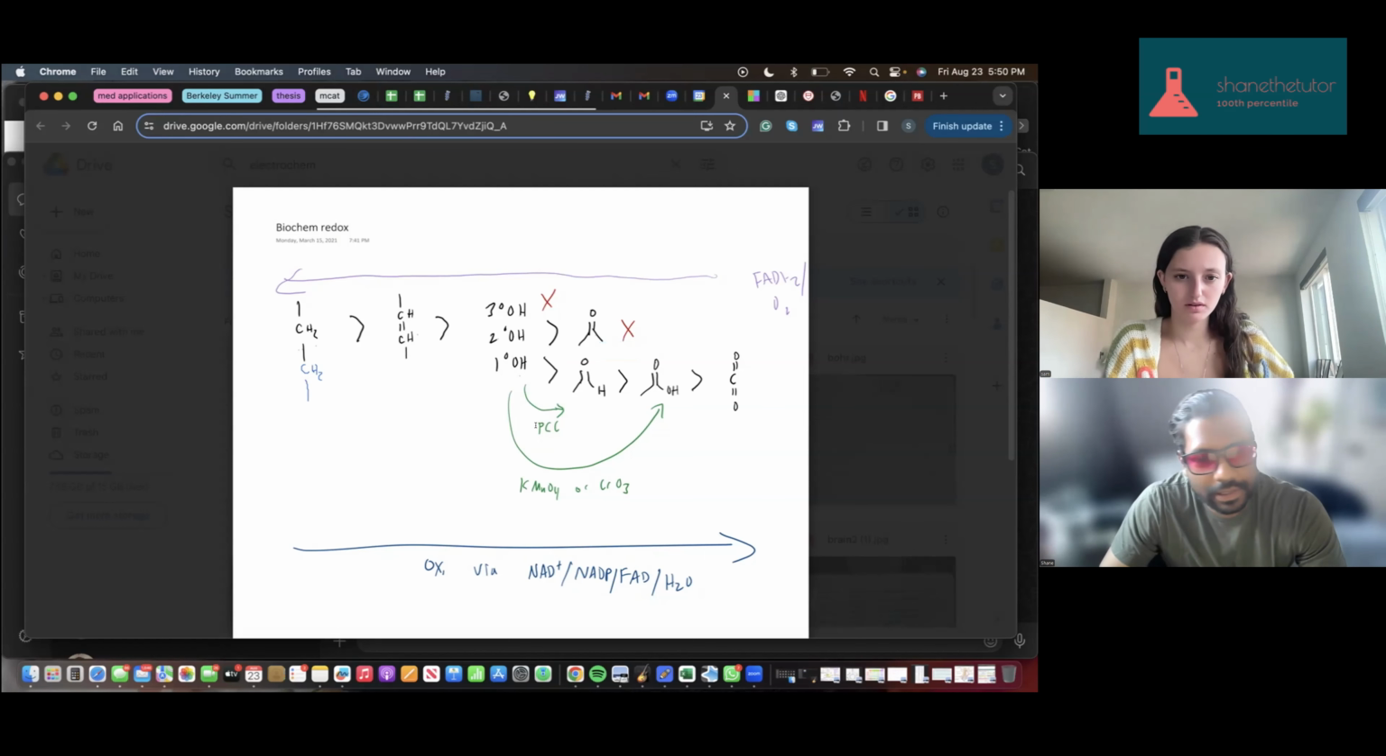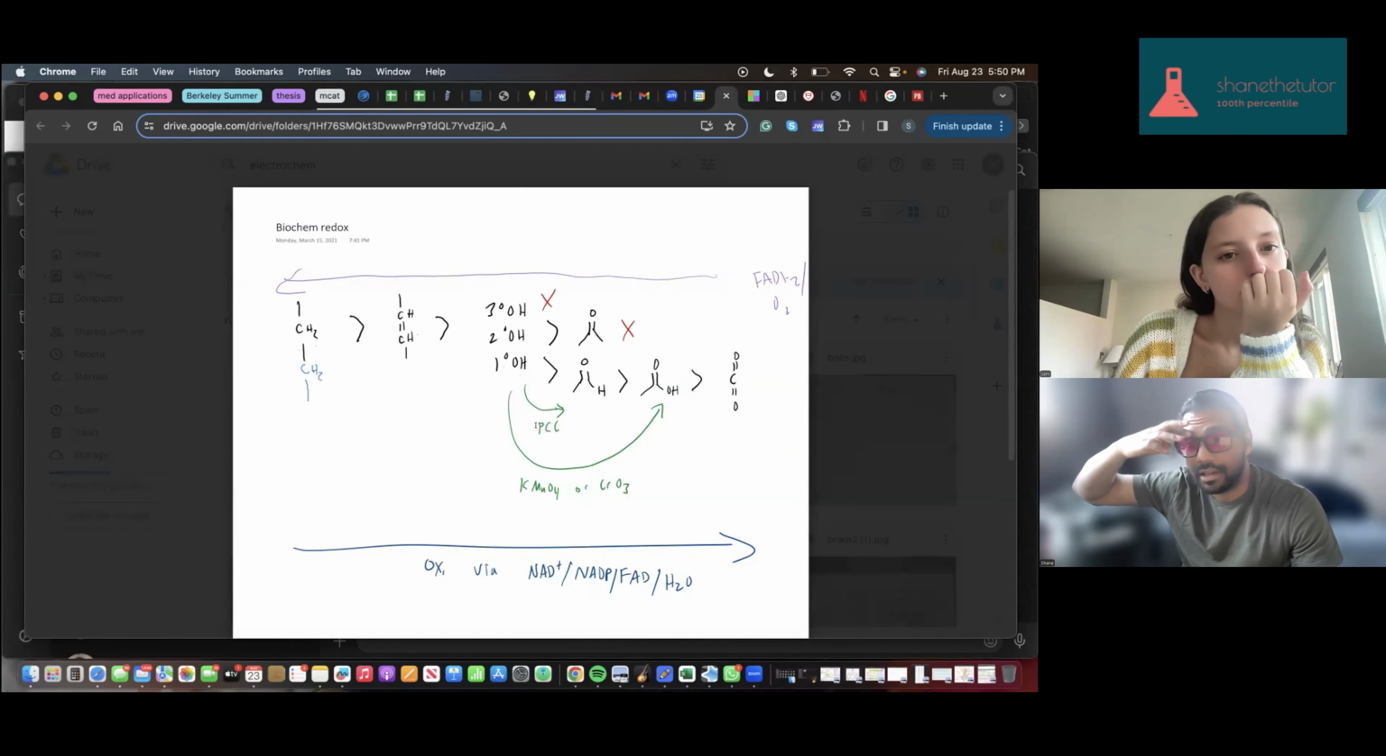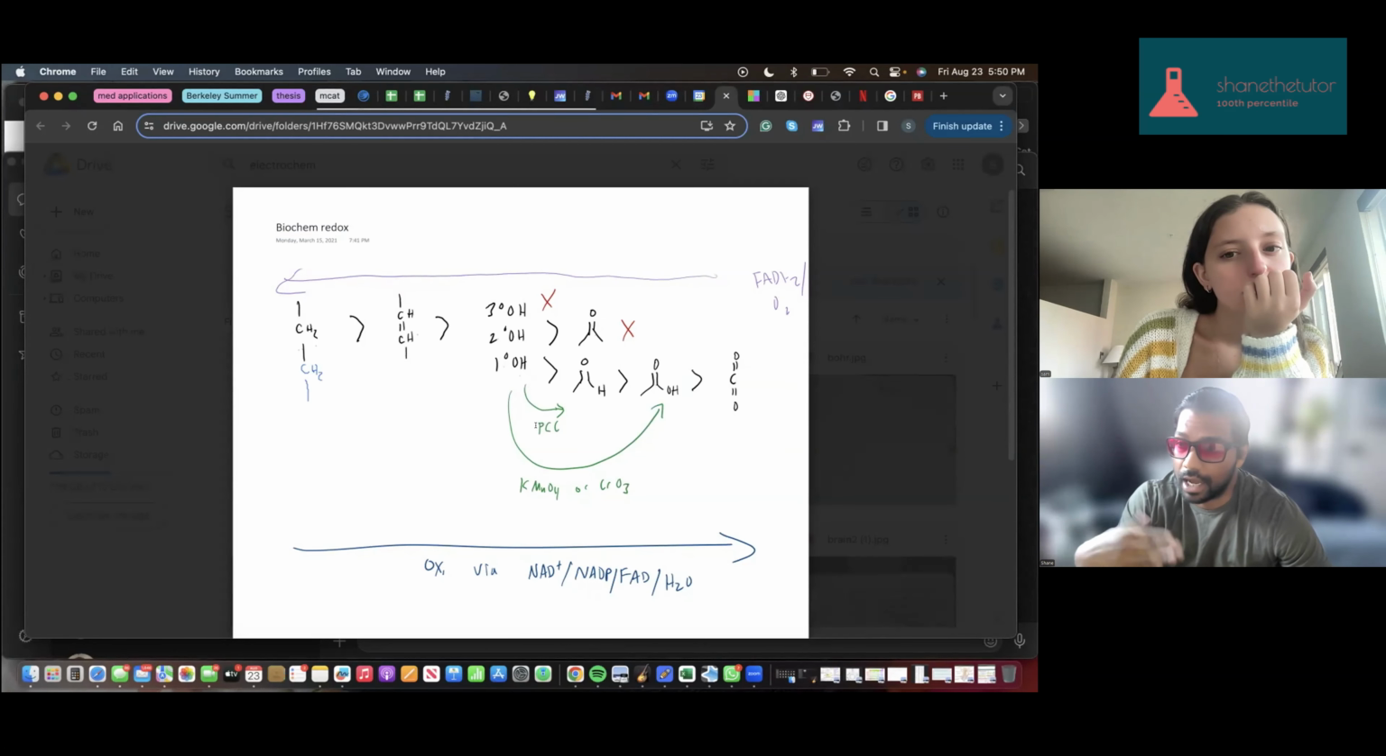So like in the electron transport chain, the last thing that gets all of the electrons is oxygen, right? So the last thing that gets oxidized, aka loses electrons, will be CO2. So that's why in cellular respiration we give off CO2 as a waste product. So from left to right is oxidation, and from right to left is reduction.